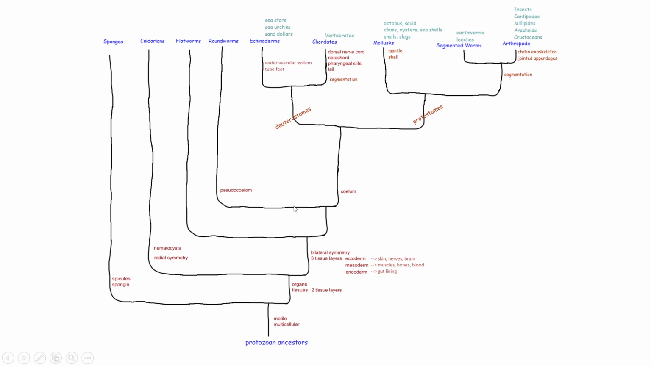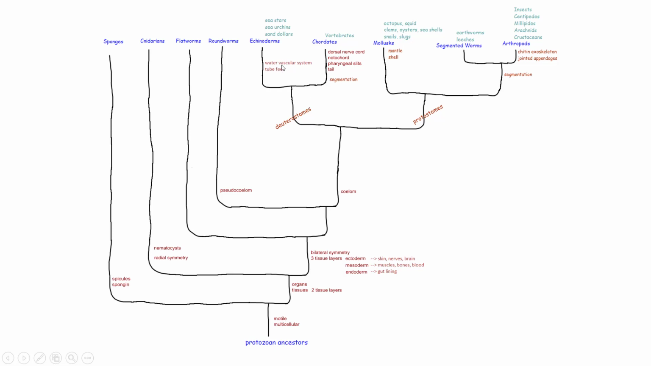Then roundworms developed, and they are a little more complex. They have a simple type of body cavity called a pseudocoelom, but a true body cavity called a coelom is a space surrounded by the mesoderm. That was this group of animals that evolved. And we're going to break them into two main groups, protostomes and deuterostomes. And that has to do with the embryological development of the rear end and the mouth. For animals in which the mouth develops first, those are the protostomes. If the rear end develops first and the mouth later, those are deuterostomes.